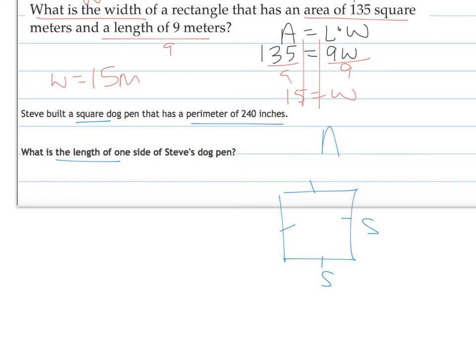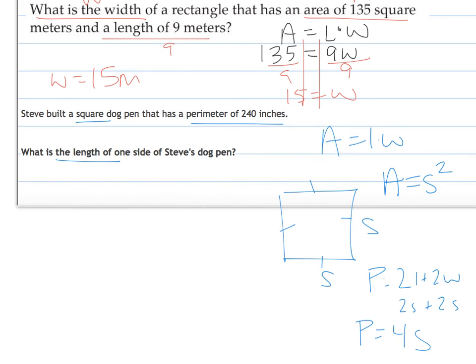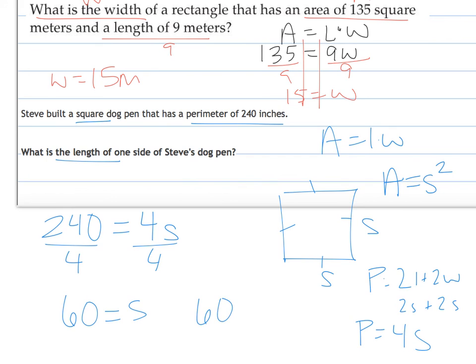So what you could think of if area is length times width, but both of those are the same. Area for a square also could be area is side squared. For perimeter, since perimeter is twice the length plus twice the width, but these are the same, perimeter for a square can really be 4 times the side. So our perimeter is 240, which is 4 times the side length that we don't know. So really, you can just take 240 and divide it by 4 to find out that each side length is 60 inches.